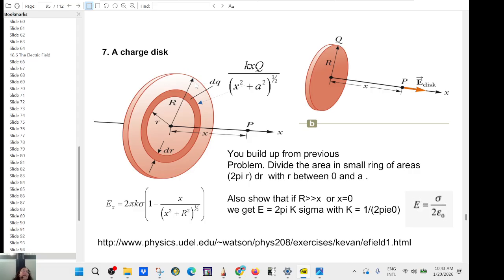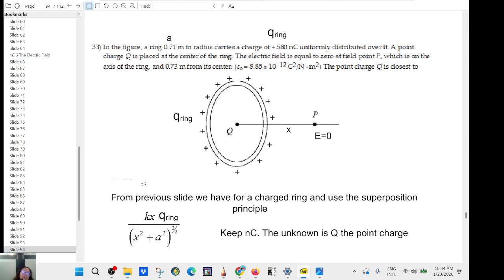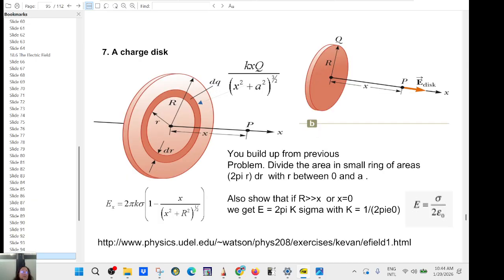Does that only apply for this equation or for the other one, like the ring? You can always take the limit. If you are far away from the ring, x becomes large compared to what? To the radius. So a disappears, and we get back to kq over r squared. So it applies to any distribution of charge if you are far away compared to the size.